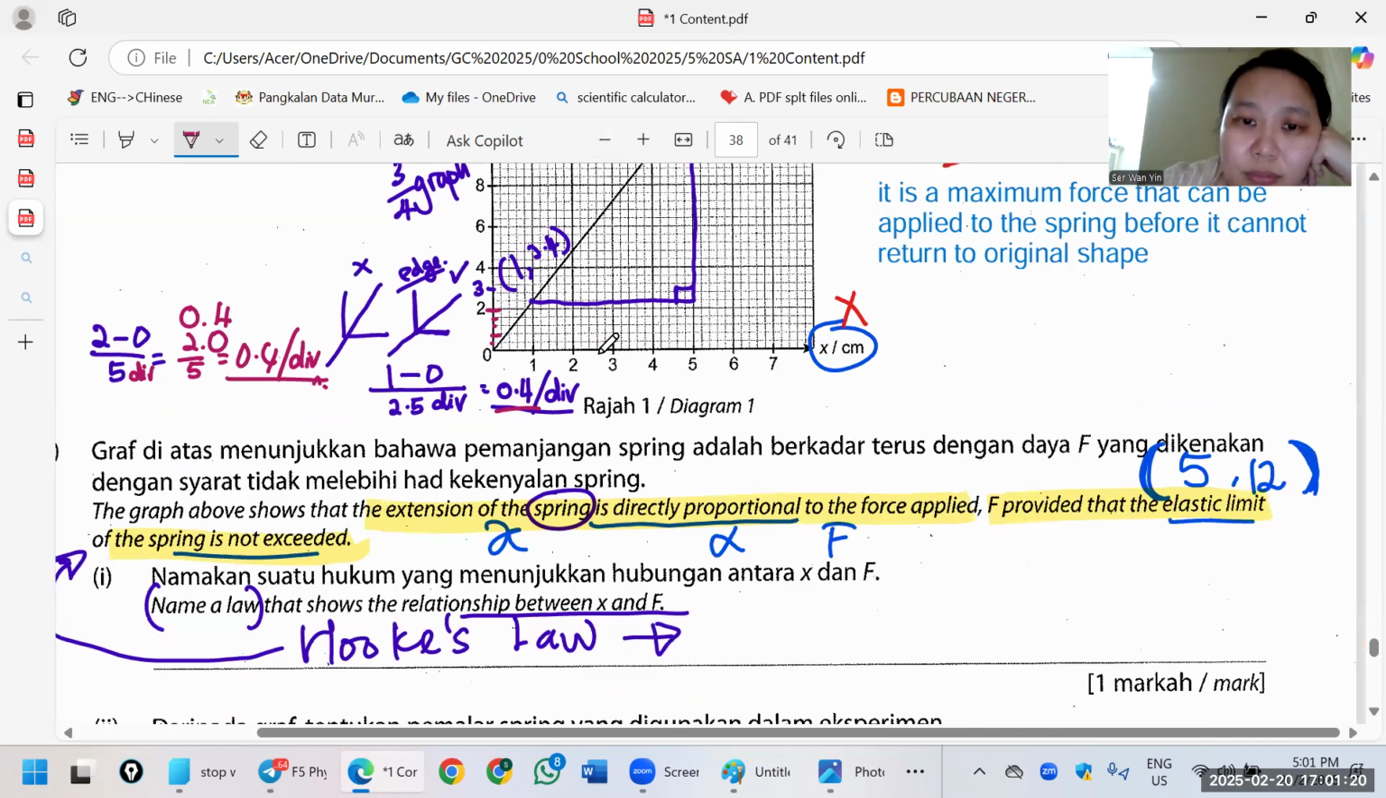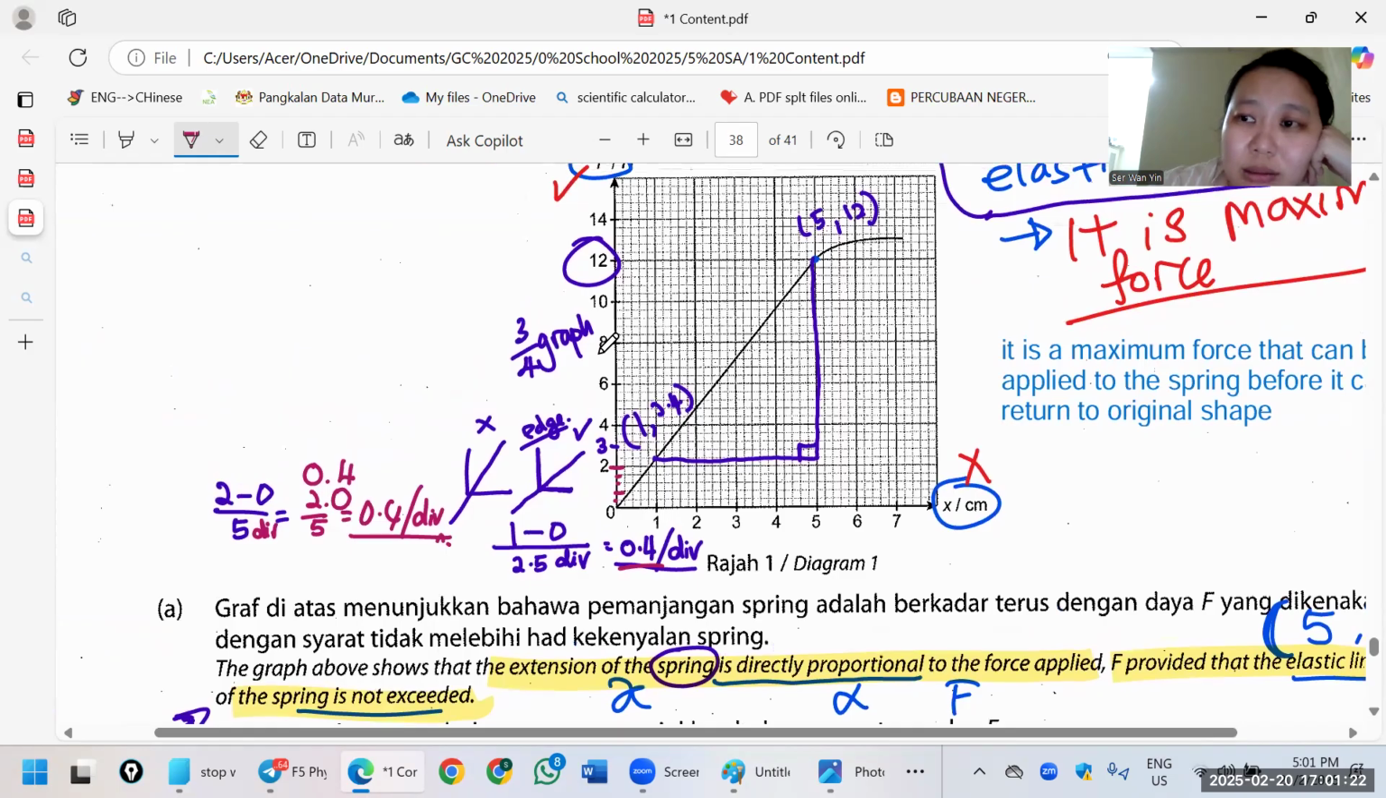Okay. Now this is the basic skill you need to learn from maths and physics. As in maths, you are going to draw a lot of graphs: ogive, quadratic, cubic, and so on.